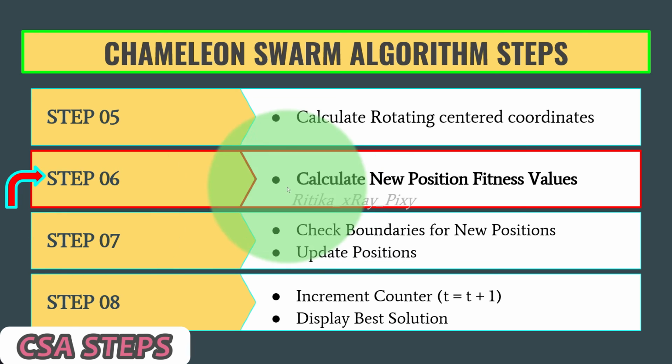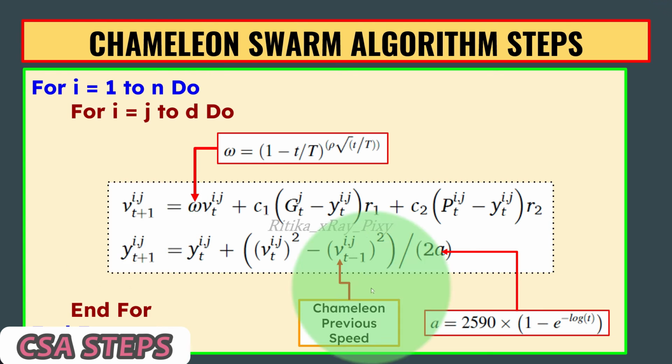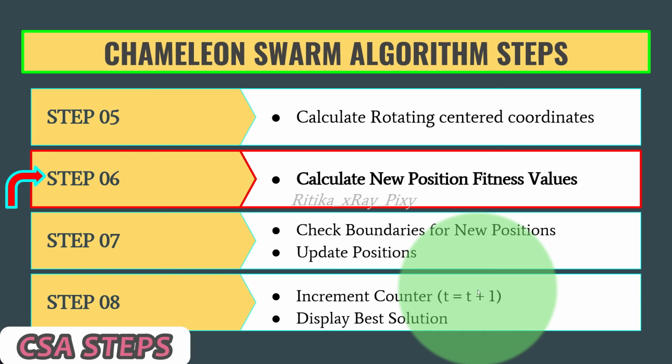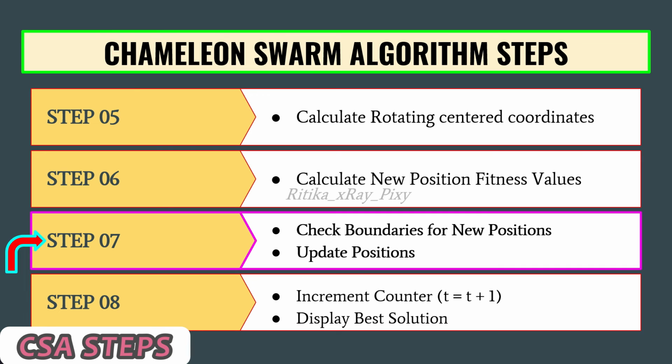After that, we will calculate the new position fitness value. So here we calculated the new position, here you can see. Finally, we will apply the objective function to calculate the new position fitness value. After that, we will check the boundaries of the new solution, whether the new solution that we obtain is within the search space boundary or not. And in case they are not within the search space boundary, then we will replace that solution with another, or we will reject these solutions.